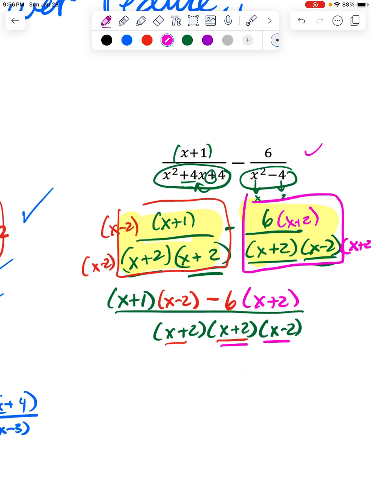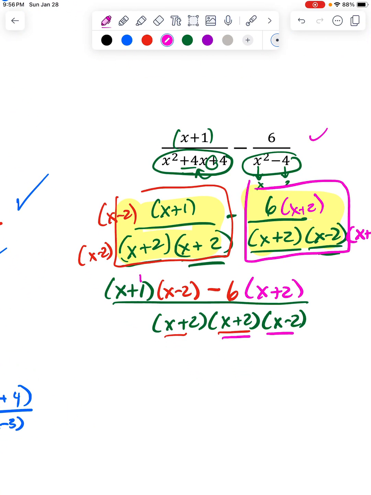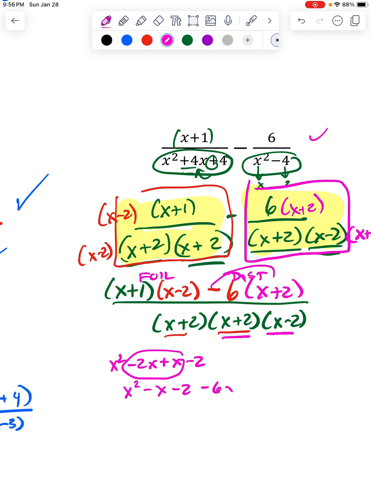Now it's time to simplify the top. This is going to require FOIL. This is going to require distributing, and then we'll combine like terms. FOILing is going to be up first, outside, inside, last, and then distributing. And if you want to, you can go ahead and change that to minus x minus 2 because these two combine. Here I'm going to distribute my minus 6x and then minus 12 because the negative 6 gets distributed.